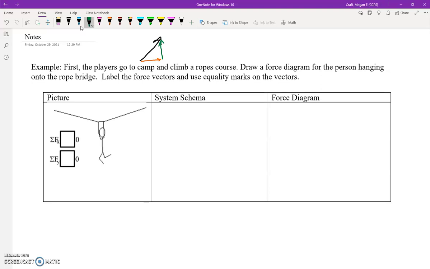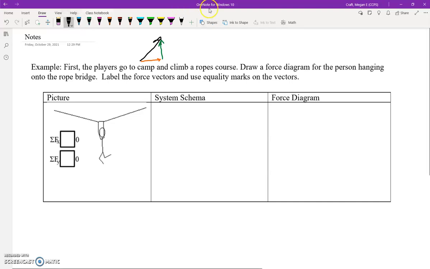When we have forces at an angle, like the next couple of examples that we're going to work with in class, you need to use the components to be able to see if your force diagrams are balanced or unbalanced.